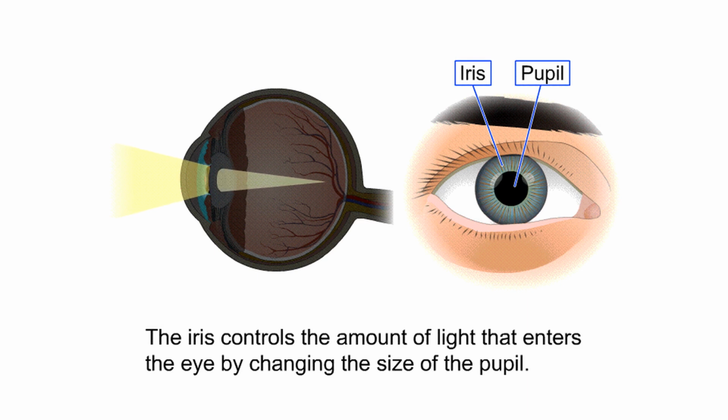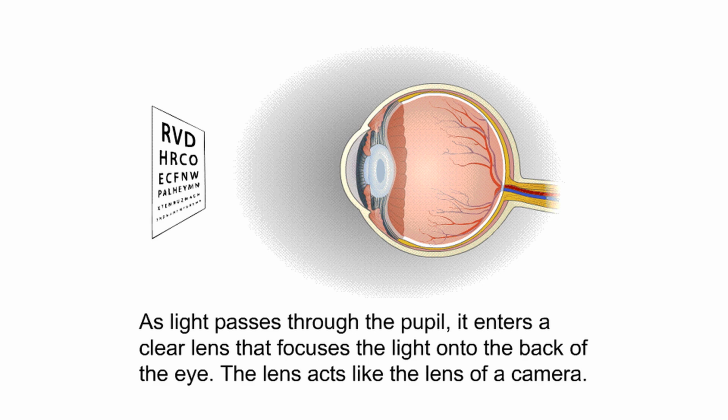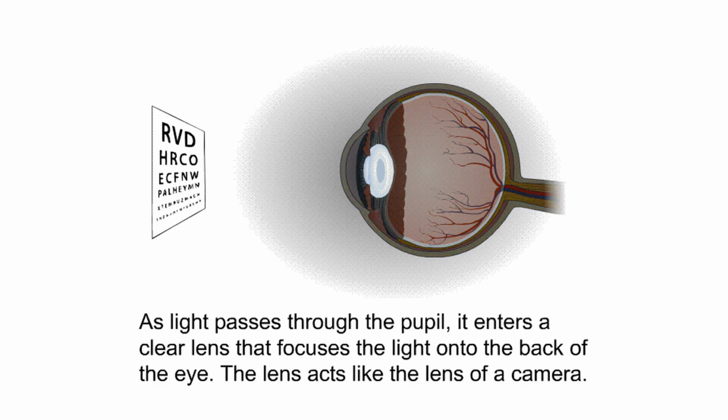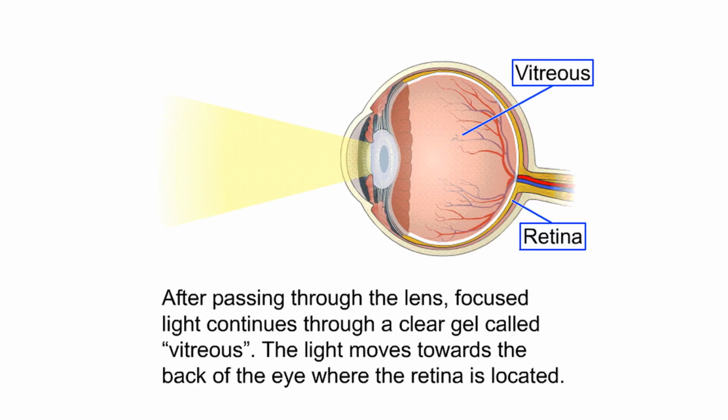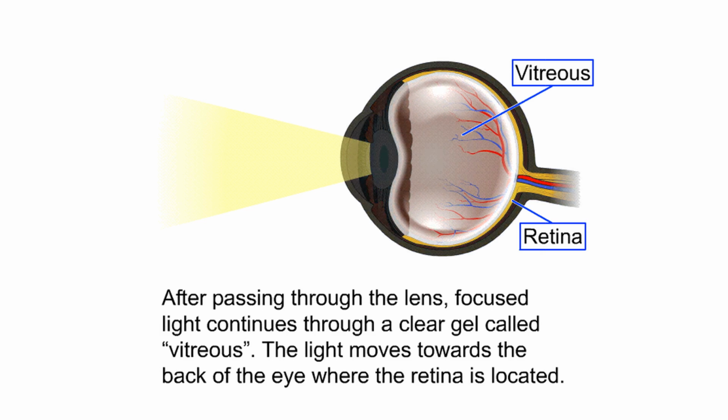The iris controls the amount of light that enters the eye by changing the size of the pupil. As light passes through the pupil, it enters a clear lens that focuses the light onto the back of the eye. The lens acts like the lens of a camera. After passing through the lens, focused light continues through a clear gel called vitreous. The light moves towards the back of the eye where the retina is located.